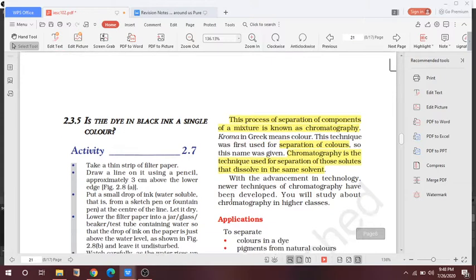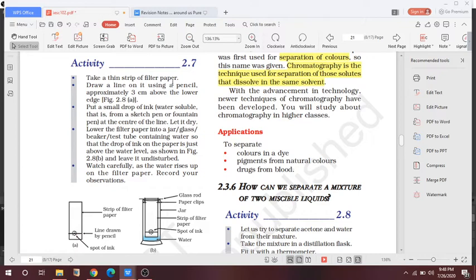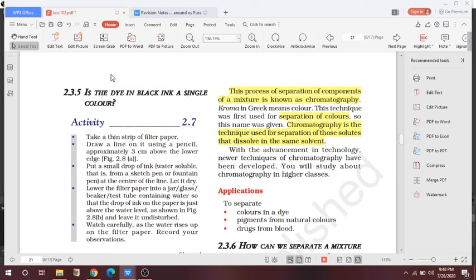So next one is: is the dye in black ink a single color? Activity: take a thin strip of filter paper, draw a line on it. You have been told in this activity that black dye contains only the black color. Is it like that? So we will study this.